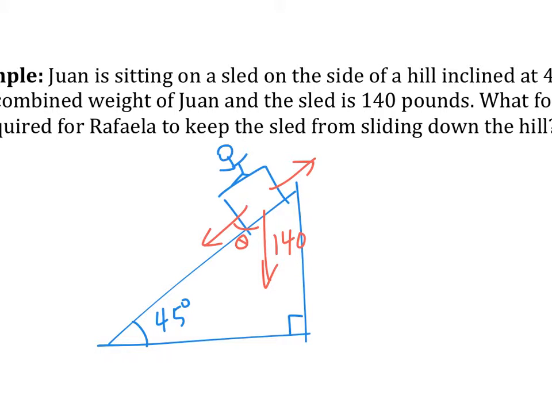Why is 140 going down? Because gravity goes down. It's his weight. So what is that angle there? 45, because this is a 45, 45, 90 triangle, right? So this is 45 degrees. All right, talk to your partner. How much of the 140 is going in the 45 direction? Think projection, in a way. How much is 140 projected in the 45 direction?